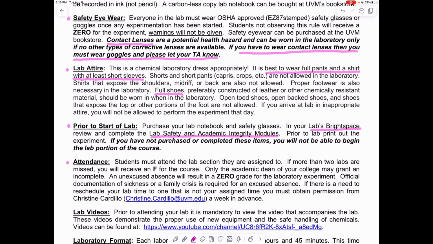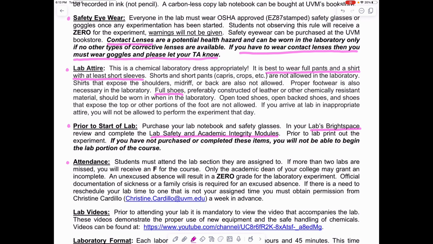Attendance in class: I know I'm not going to be taking attendance. It's up to you to come to class. I think students that come to class actually do much better than students that decide not to. We are all adults here. But in terms of lab attendance, this is something that we have to be wary of.